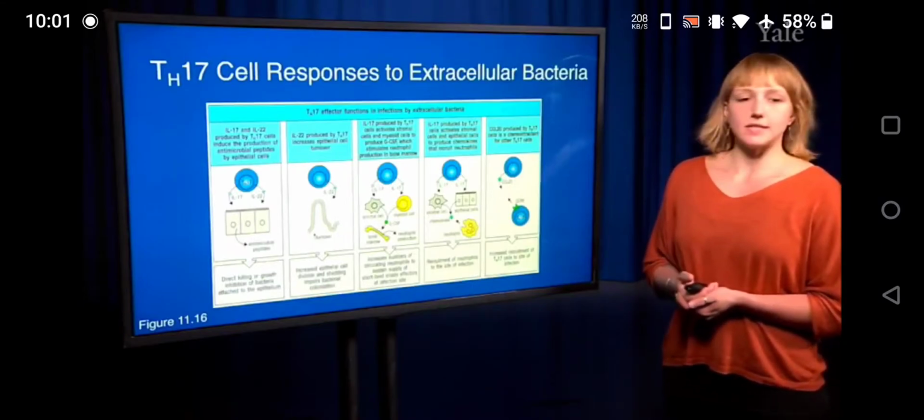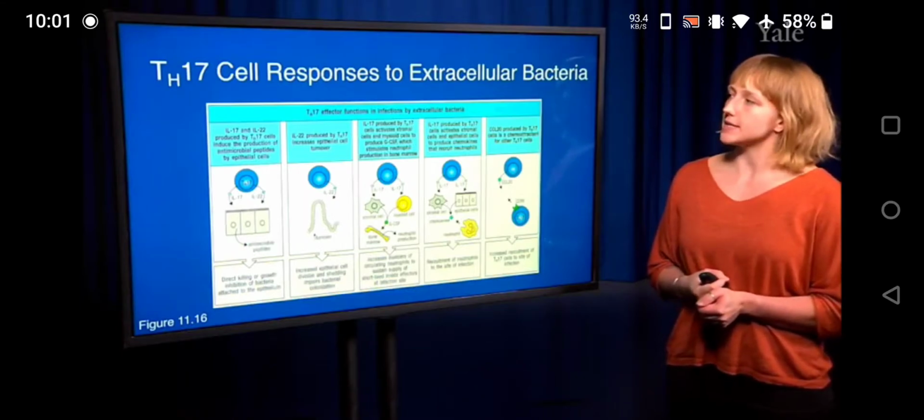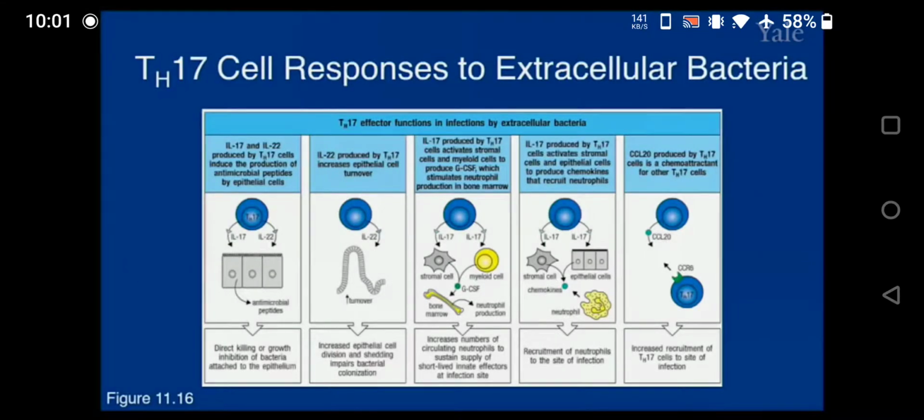Th17 cell responses to extracellular bacteria act in the following ways. As I've mentioned, IL-17 and IL-22 are produced by Th17 cells, and not only do these recruit neutrophils, but these two cytokines will also induce the production of antimicrobial peptides by local epithelial cells. So the tissue in which the bacteria is replicating can be made more antimicrobial by the secretion of these peptides by the epithelial cells that contain that area.